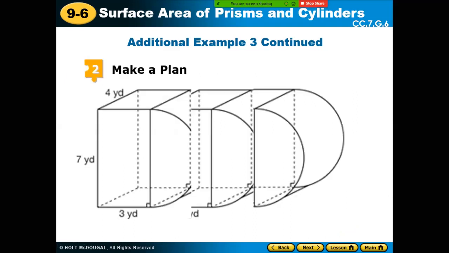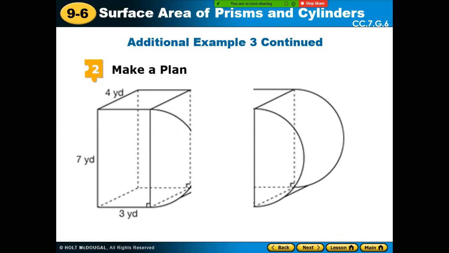Second step, make a plan. Let's see together. We have to cut our figure into 2 regular figures as we explained in step 1. So I now have a prism and a half cylinder like this. Now I will calculate each surface area separately, then add them together again.